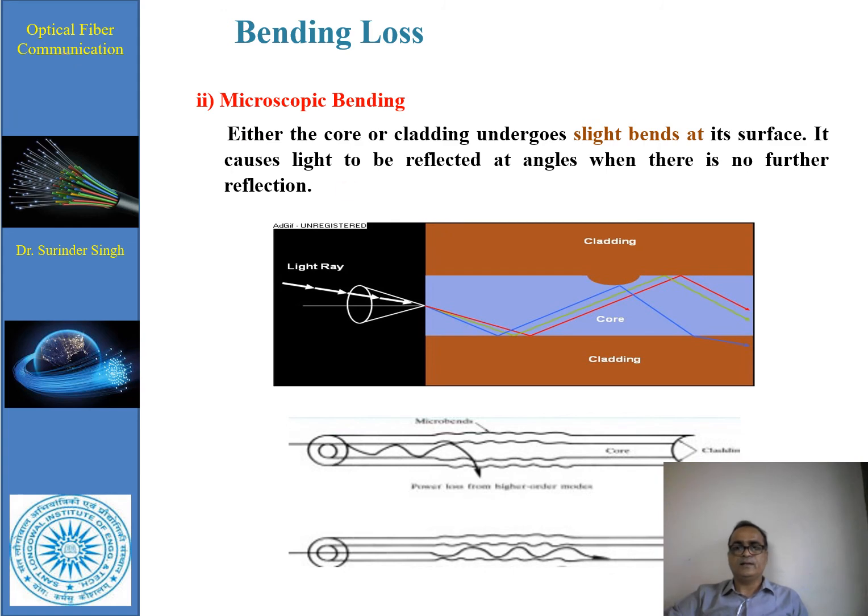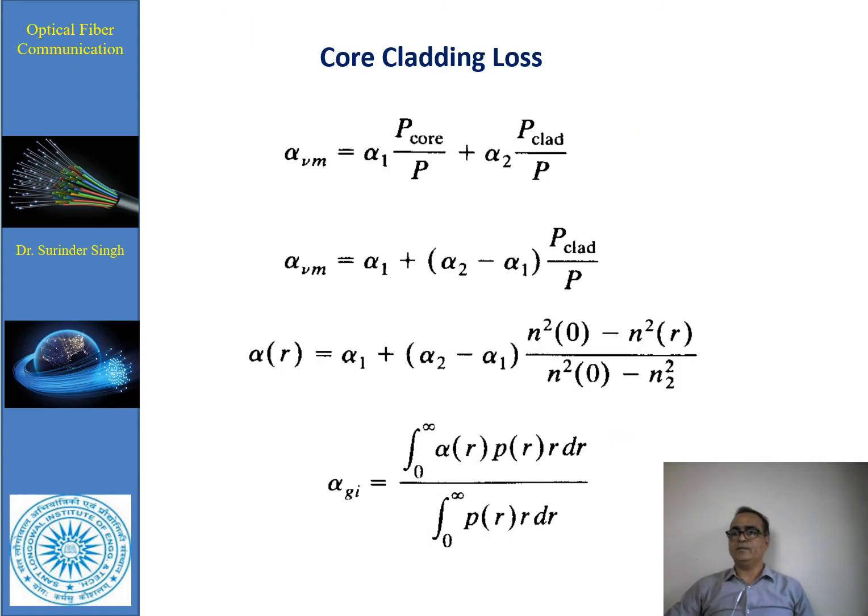Bending loss can be minimized by extruding a compressible jacket over the fiber. When an external force is applied, only the jacket deforms, and the fiber does not deform. In this way, we can reduce bending loss.